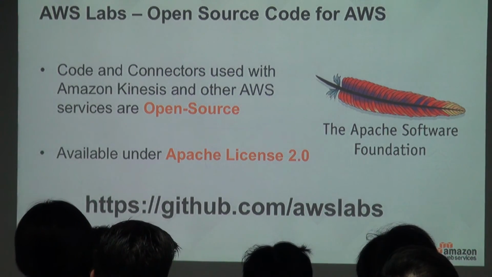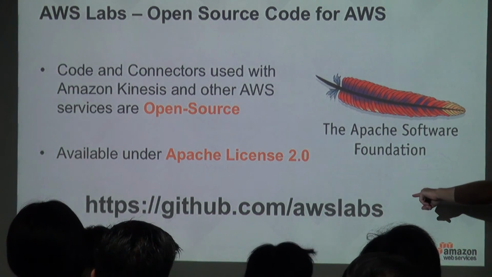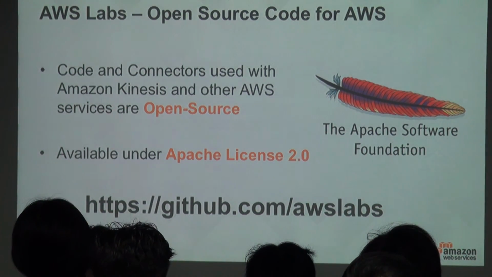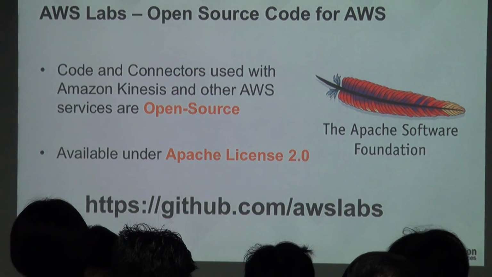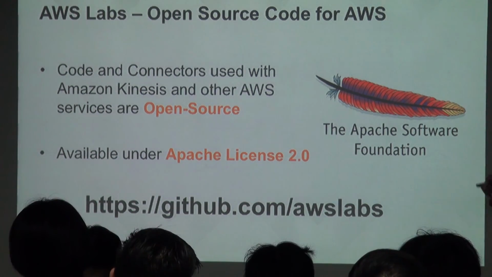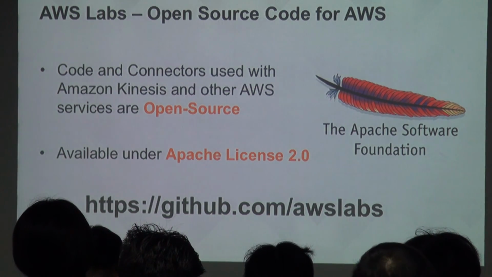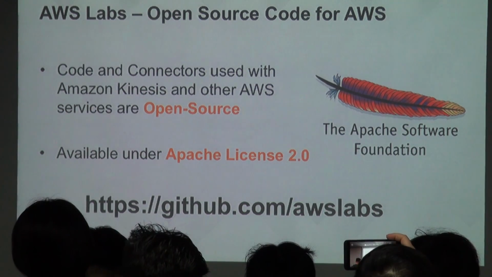By the way, I want to point you to what we call AWS Labs. So we get a bunch of teams that work on some open source connectors and tools specifically to use with AWS, such as Kinesis. We got a bunch of connectors there. All of those are licensed under Apache license 2.0.